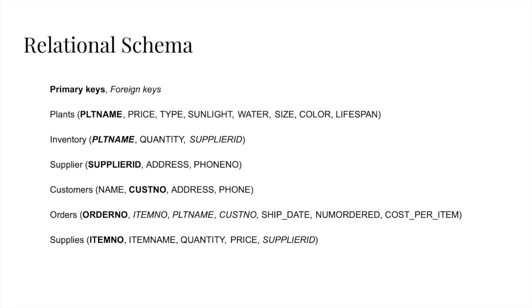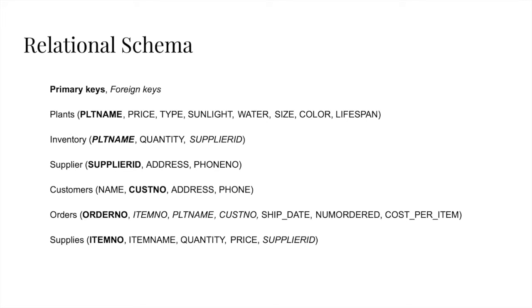In bold, you will see what's called a primary key. This is the unique identifier for that relation. In the first example I gave you, plant name is the primary key for the plant relation, and it is signified by bold lettering. In italics, you will note what's called a foreign key. These are attributes of a relation that match the candidate or primary key of another relation.